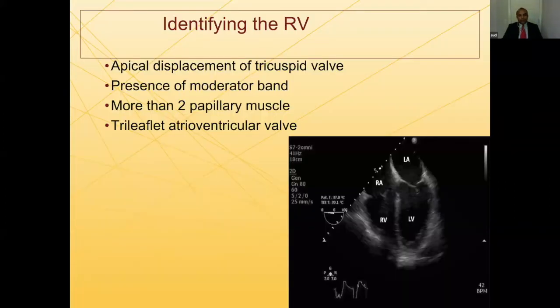How do you identify the right ventricle? This is not something that we have to deal with. We don't even think about it when we take care of our patients. But the classic representation of what a right ventricle should look like and how you identify it is as follows. It should have more than 2 papillary muscles because the tricuspid valve, as the name suggests, has 3 leaflets. There should be a moderator band, and there should be an apical displacement of the tricuspid valve. That is when you know that you're dealing with the right ventricle and not the left one.